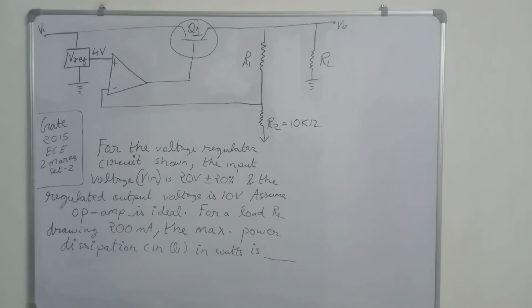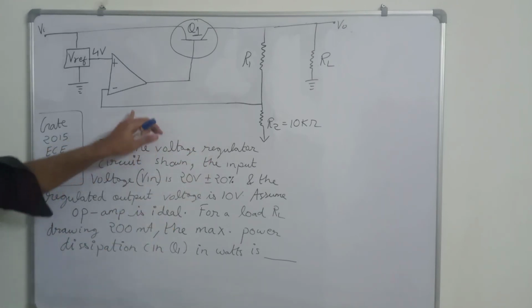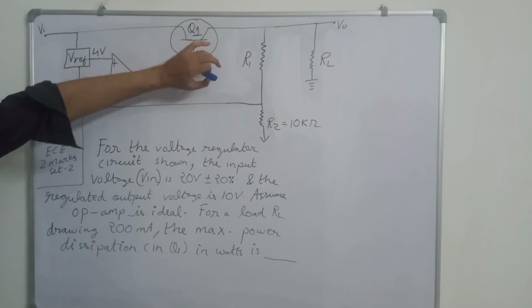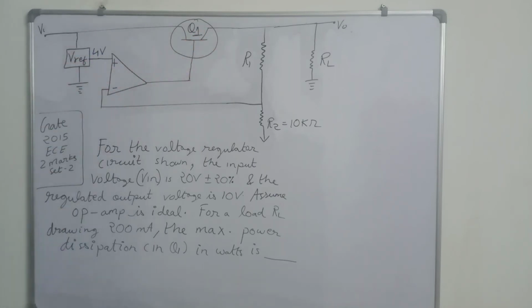So we are solving a question from GATE 2015 electronics branch. It was of 2 marks. This is a voltage regulator circuit. The voltage regulator circuit is shown. This is an op-amp, this is a transistor, and this is the reference voltage.